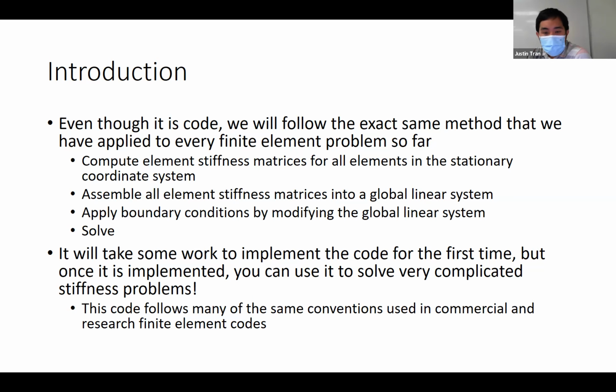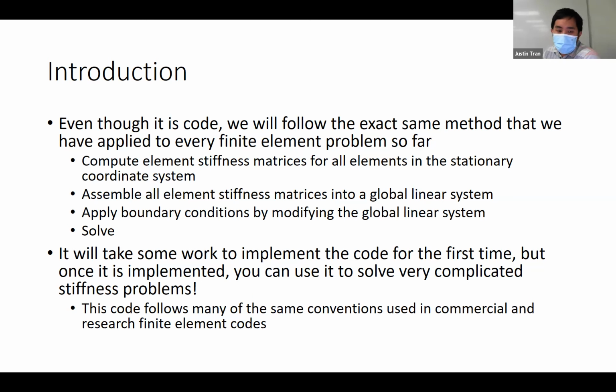The next step is to assemble all the element stiffness matrices into a single global linear system. Okay. Third is to apply all the boundary conditions, and fourth is to solve. Okay. And so our code is going to follow this exact same logic as well. What you'll see in the code is that there are different sections that follow these steps exactly. Okay. And it's going to take a bit of work to implement this code for the first time. But the idea is that once it's implemented, you can use it to solve very complicated stiffness problems. Okay.